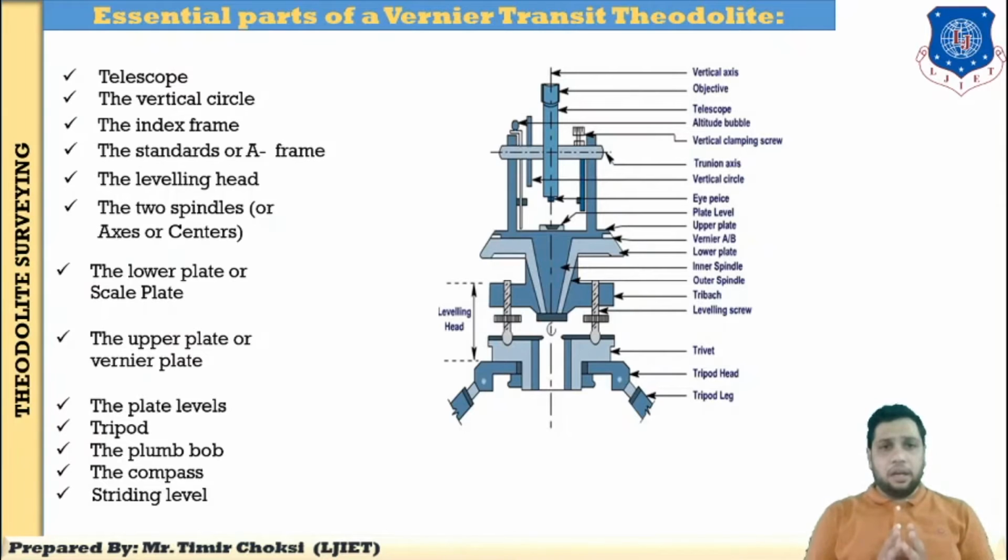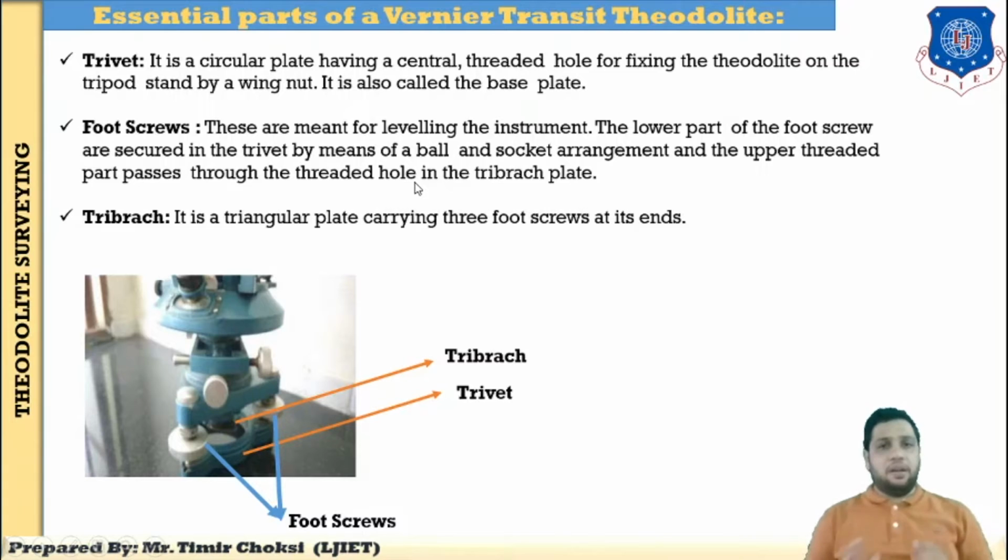So these are the essential parts, or elements, of the vernier transit theodolite. Now I will explain them in detail one by one. The first essential part of the vernier transit theodolite is the tribrach. You can see it clearly in this image.